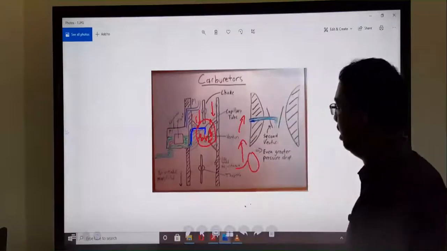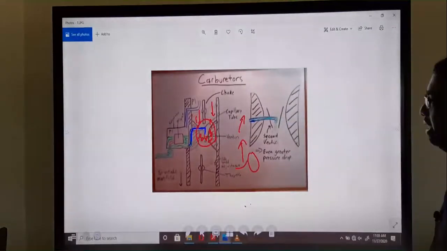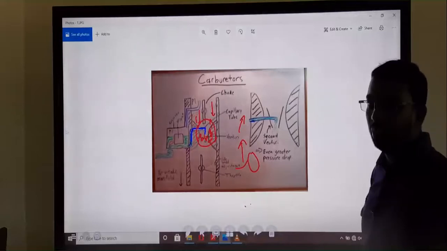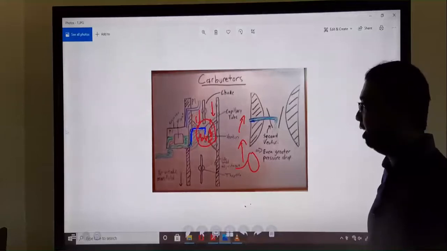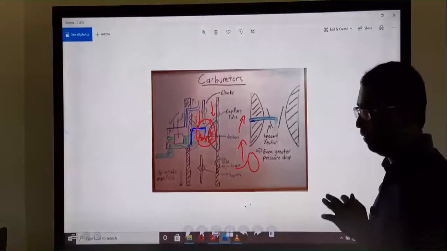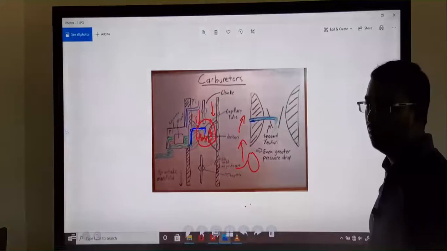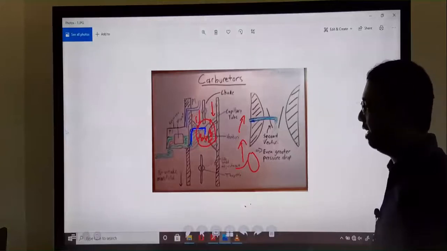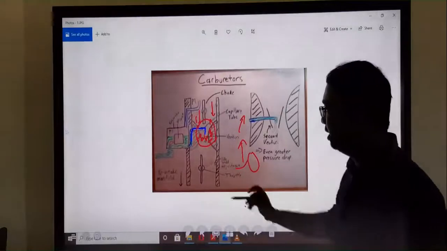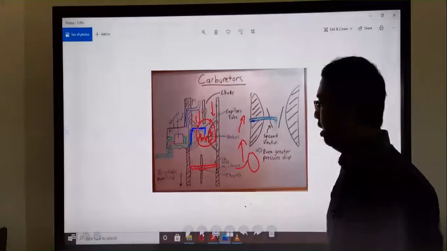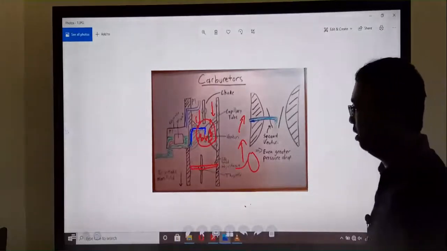So what is the idle condition? That means you start a vehicle without any loading or any acceleration. Without motion, you just start and the engine begins working, because there is no motion in the vehicle. That's called the idle condition. In that condition there is no need for much fuel mixture, so the throttle valve is fully closed.